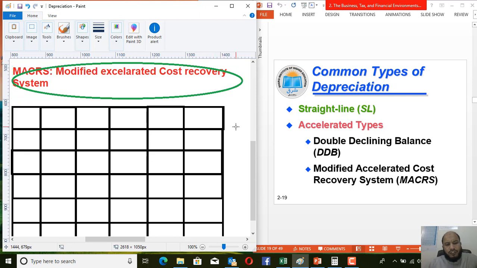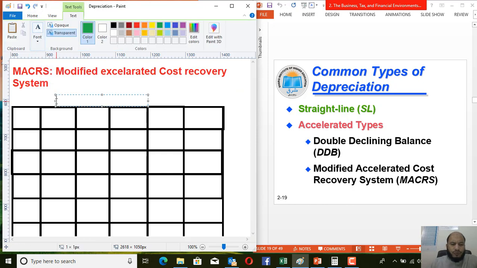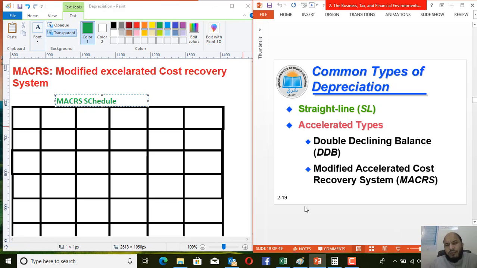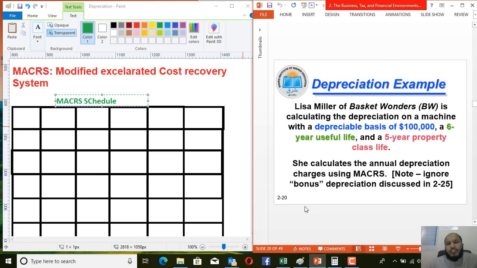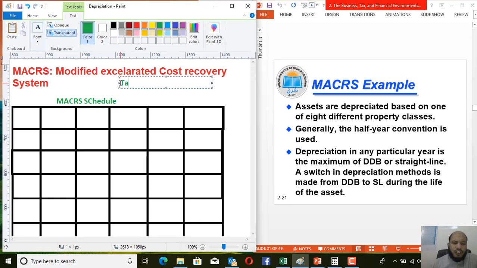Here now, dear students, we will prepare the MACRS schedule, the Modified Accelerated Cost Recovery System schedule, or chart. We can call it a schedule, or we can also call it a chart. So first of all, we should know what MACRS is and what it is used for within companies. Dear students, MACRS is an accelerated system schedule which is used for tax purposes.